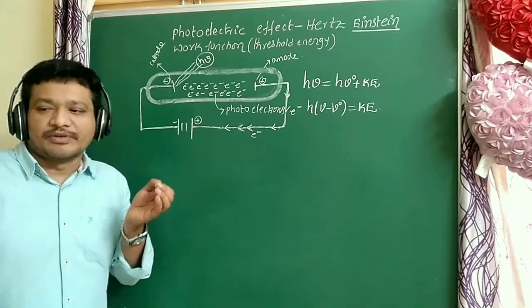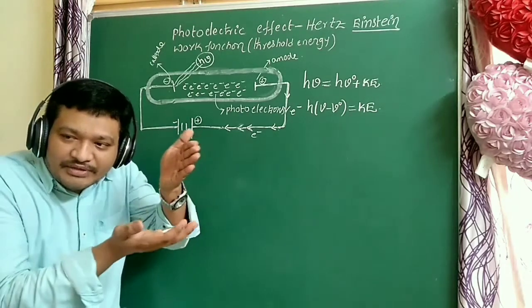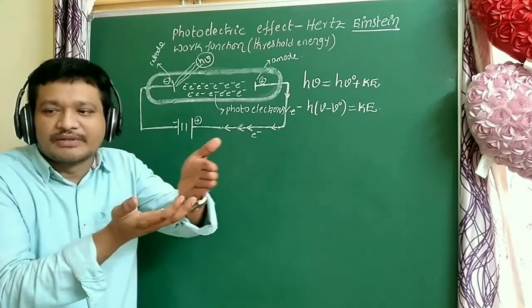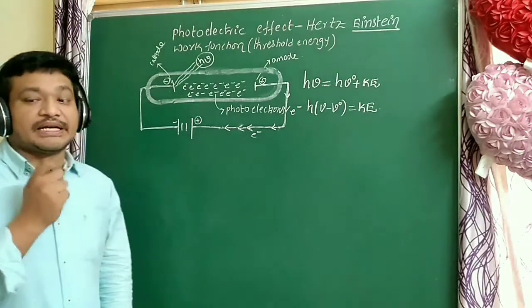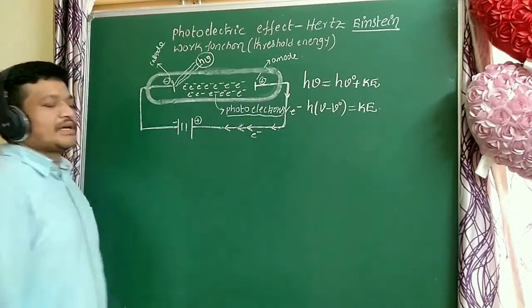What is the photoelectric effect, students? When light falls on the metal surface, some electrons are released from the metal surface. That effect is called the photoelectric effect, and those electrons are called photoelectrons.